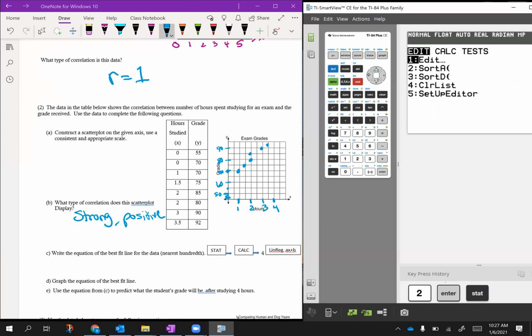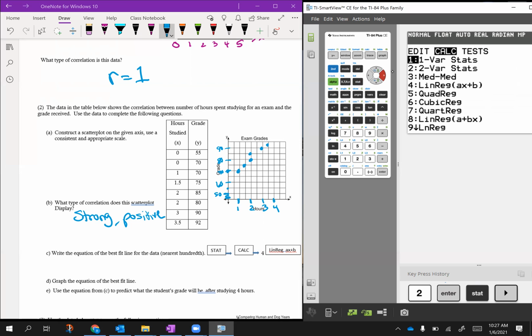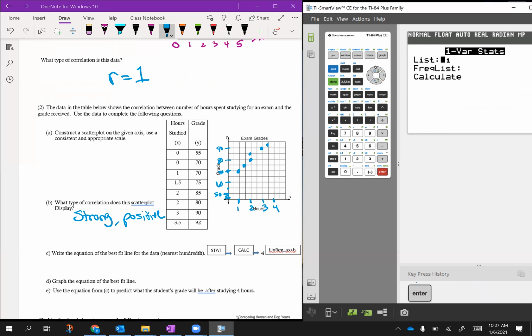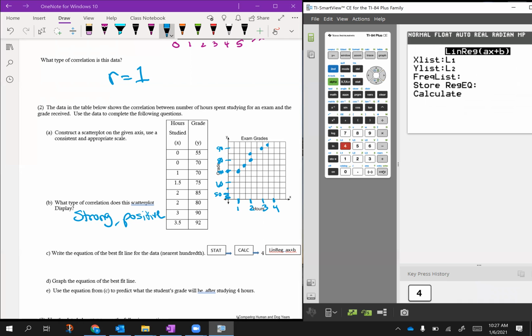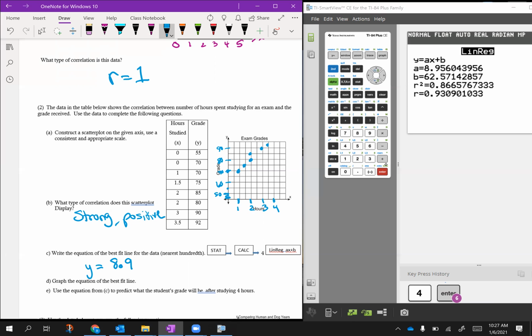We're going to go to stat, follow the steps here, then calculate. So over to calculate, and then number 4. Oops, I guess I hit too many enters. Stat, calculate, go down to number 4, or press 4, enter, enter, enter, enter, enter. All right, rounding to the nearest hundredth, 2 decimal places, y equals... A equals 8.96 rounded, B equals 62.57.